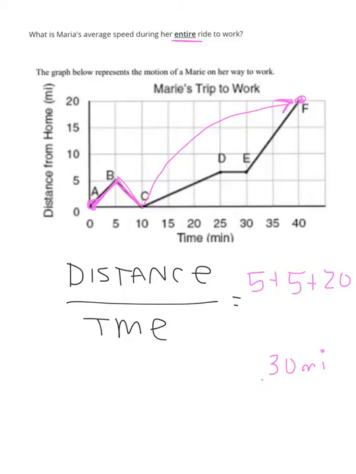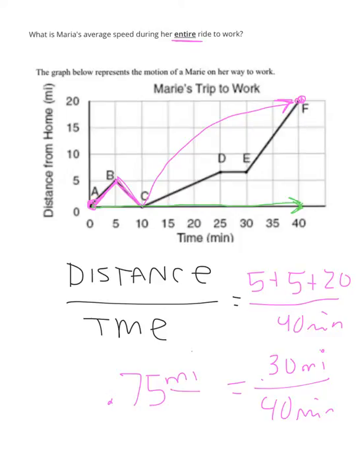And the time that we travel on our horizontal x axis is 10, 20, 30, and 40 minutes. So we have 30 miles for our distance divided by 40 minutes for our time gives us 0.75 miles per minute for our average speed.